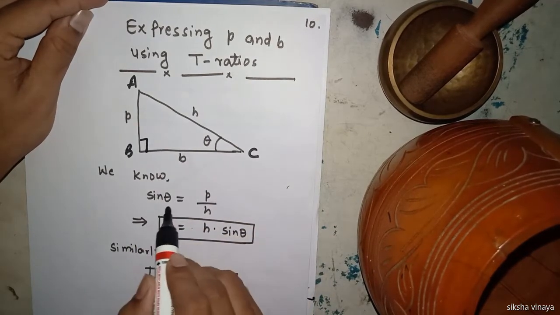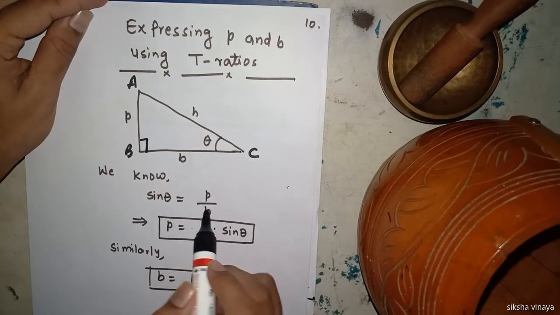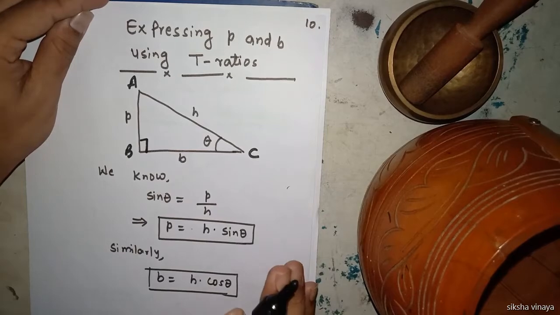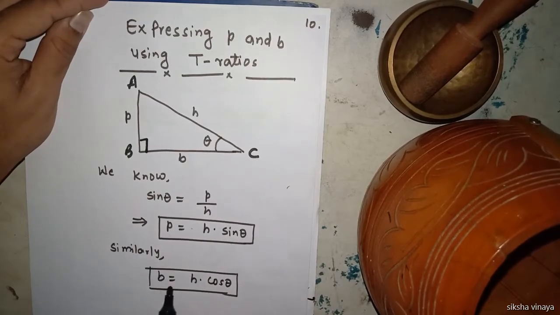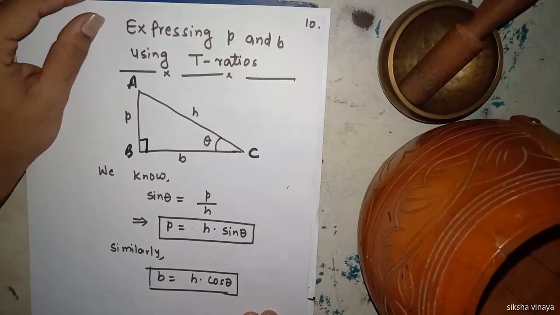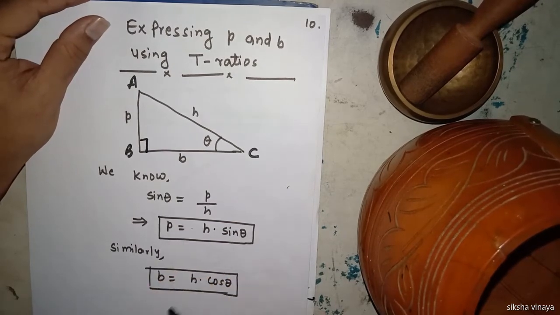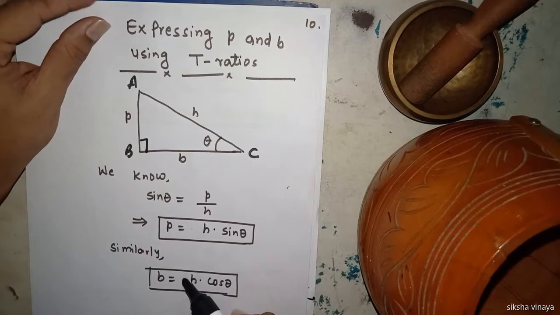So you can write sine theta must be P by H. So by cross multiplication we can write P is equal to H into sine theta, and in the similar way we can write B is equal to H into cos theta. This is a very useful relationship which we use in the study of vectors.